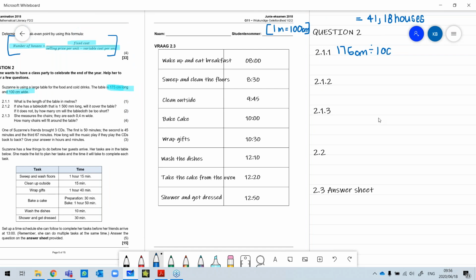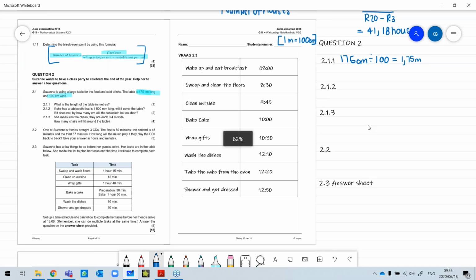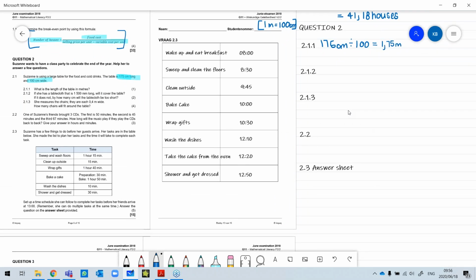Okay, so divide by 100. And if we divide our centimeter value by 100, it is going to give us an answer of 1,75 meters. So that is the length of our table in meters. Let's continue to question 2.1.2.